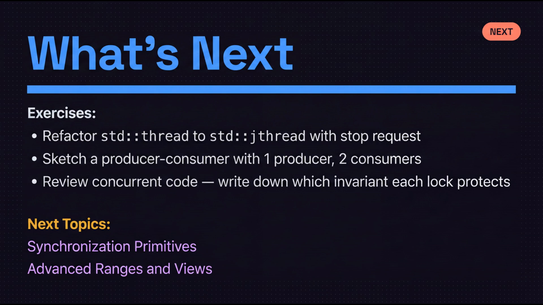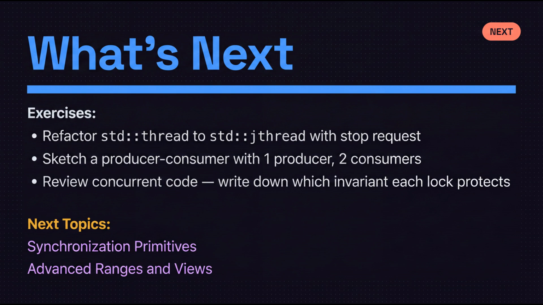Three exercises to build your concurrency intuition. First, take a std::thread example and refactor it to jthread. Add a stop request so the worker exits cleanly on destruction. Second, sketch a queue-based producer-consumer with one producer and two consumers. Make sure both consumers wake up and exit when production is done.